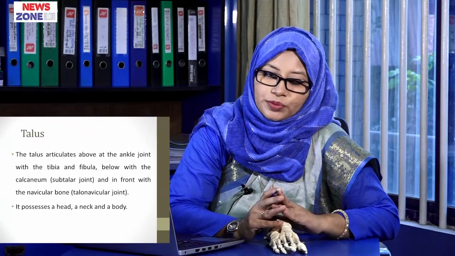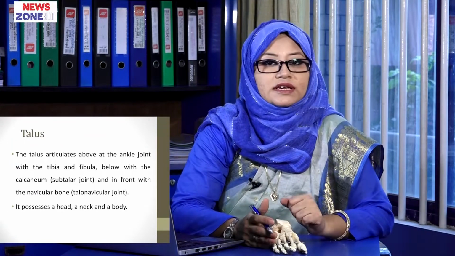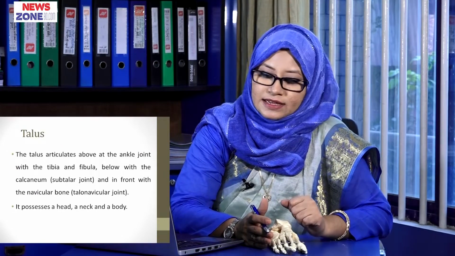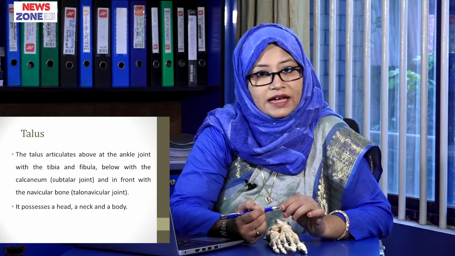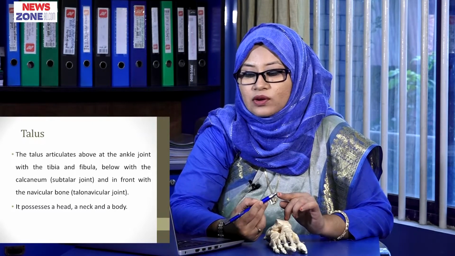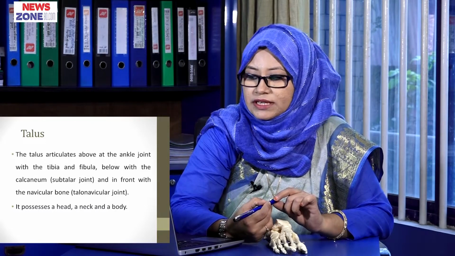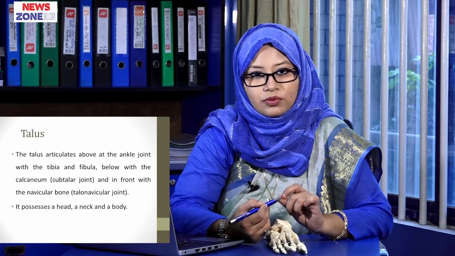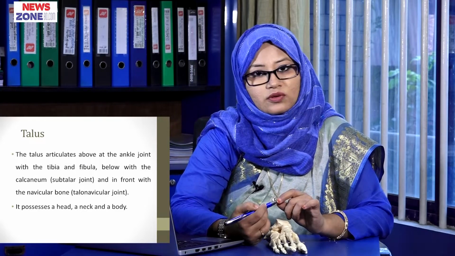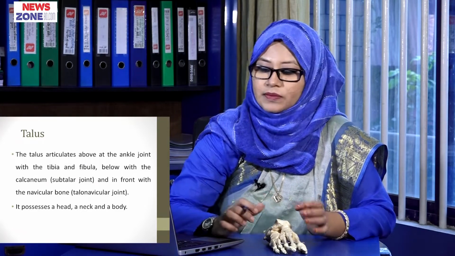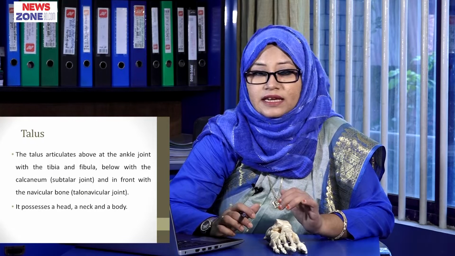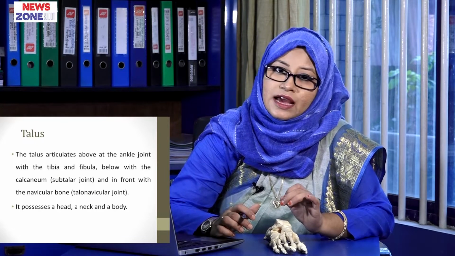Now the talus bone. The talus articulates above at the ankle joint with the tibia and fibula, and below with the calcaneum, forming the subtalar joint, and in front with the navicular bone, where it forms the talonavicular joint. And it possesses a head, a neck and a body.